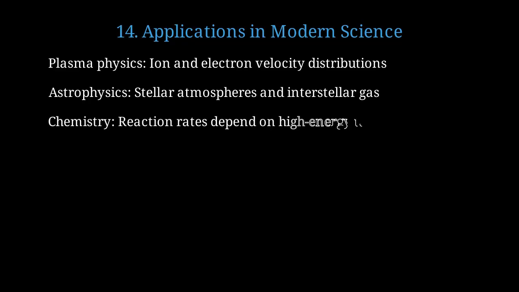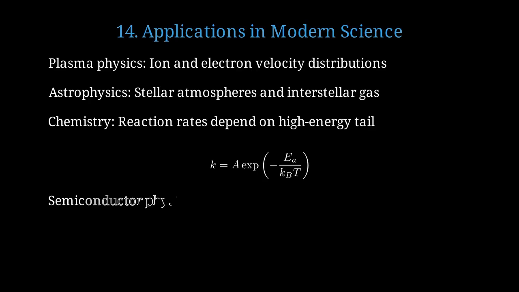In chemistry, reaction rates depend critically on the high-energy tail of the Maxwell distribution, since only fast molecules have enough energy to react. The Arrhenius equation for reaction rates has this same exponential form, showing k equals A times the exponential of negative activation energy over kBT. In semiconductor physics, electron and hole velocity distributions follow Maxwell-Boltzmann statistics modified by quantum effects.